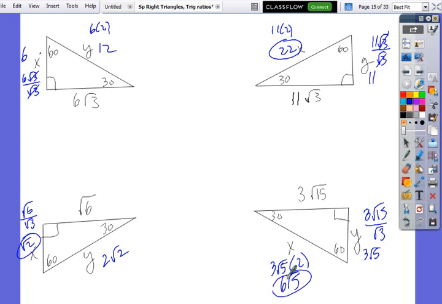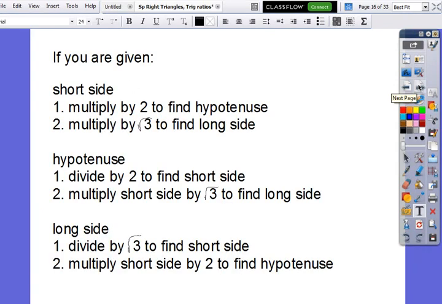All right, here are the rules. If it gives you the short side, you do those 2 steps. Multiply by 2 to find the hypotenuse, multiply by root 3 to find the long. If it gives you the hypotenuse, you always divide by 2 first to find the short, then multiply the short by root 3 to find the long. If it gives you the long, you divide by root 3 to find the short, then multiply the short by 2 to find the hypotenuse. What is the most important side? Short side. If you got the short side, you can work with stuff. If you don't have the short side, that's the one you got to find.